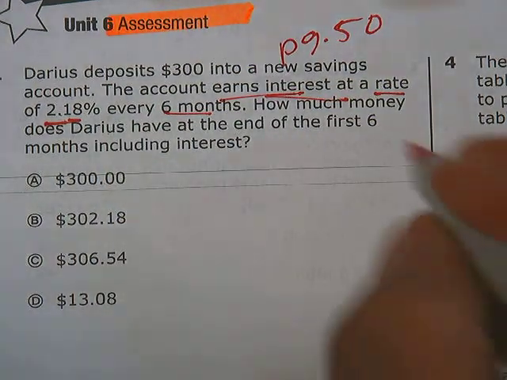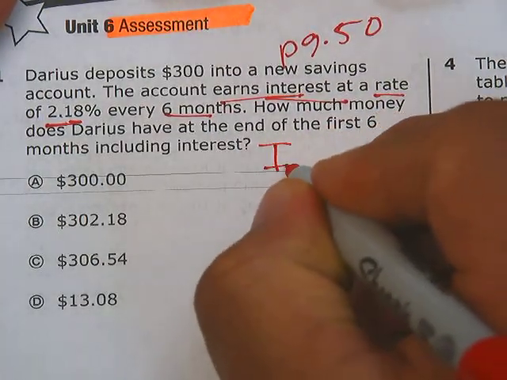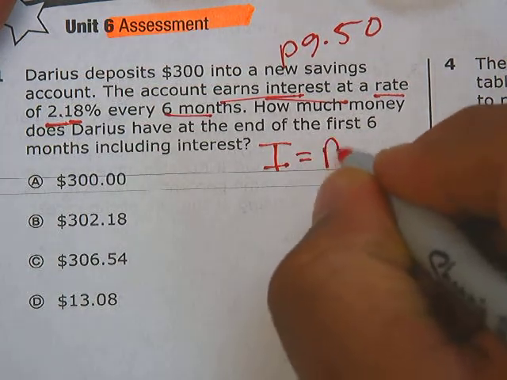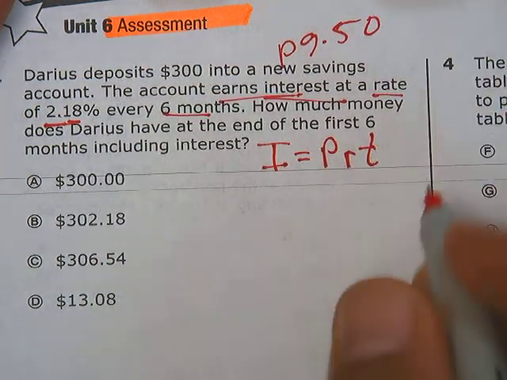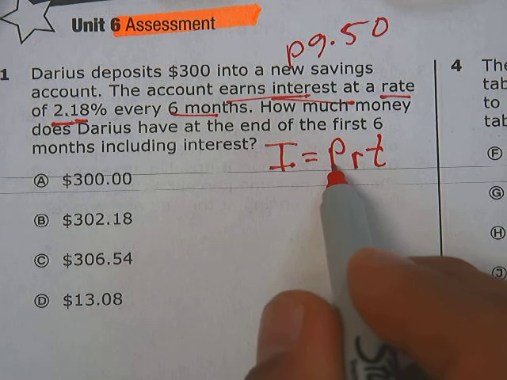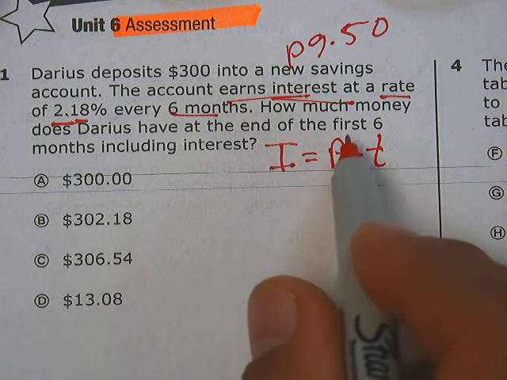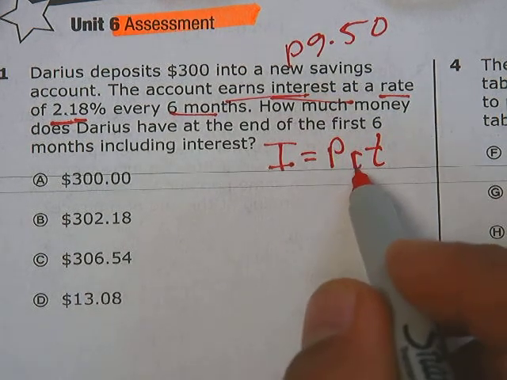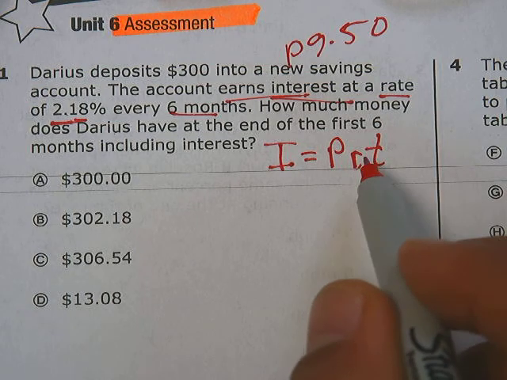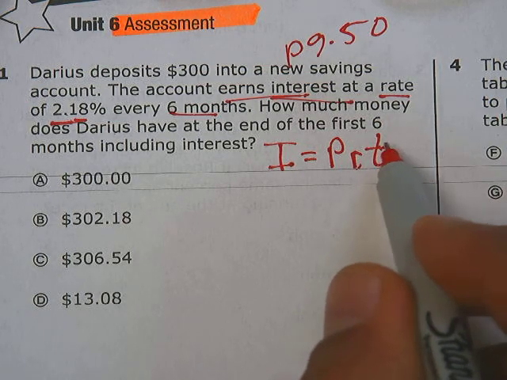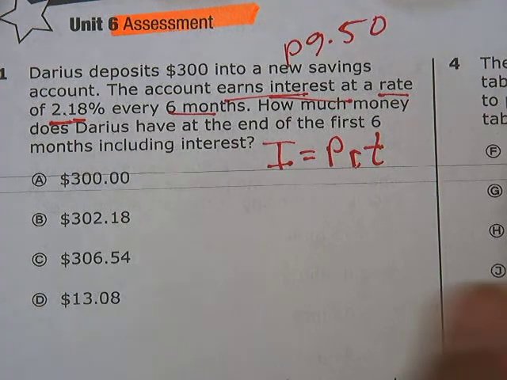Okay, so in this one, we're going to use the equation for simple interest, which is simple interest is equal to principal times rate times time. Remember, the principal is what you invest, what you deposit, what you charge. Your rate is always expressed as a percent, and you have to convert it to a decimal. Your time has to be expressed in years.